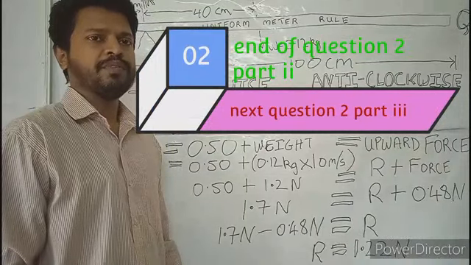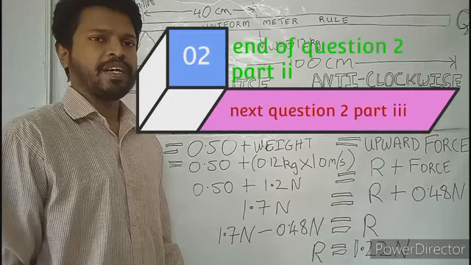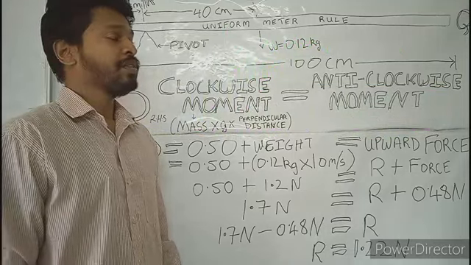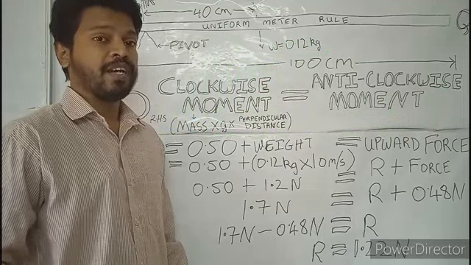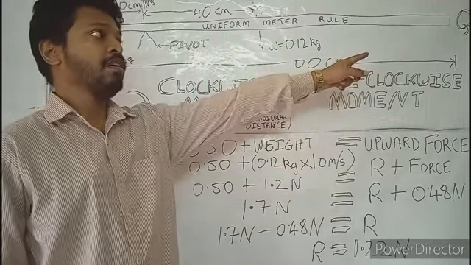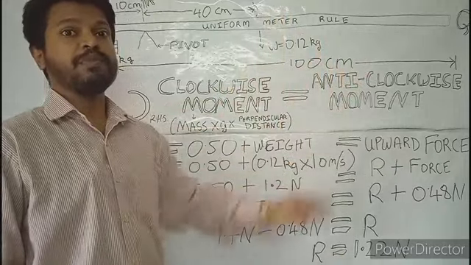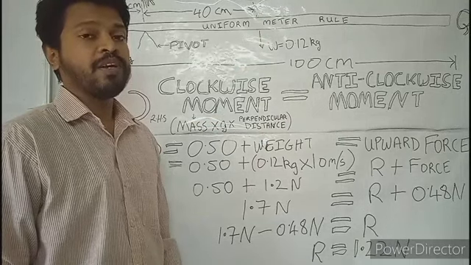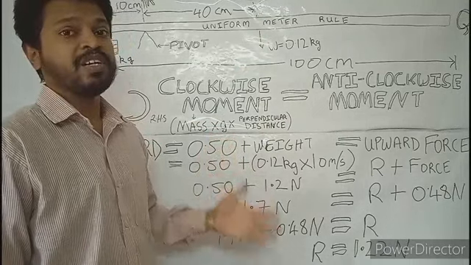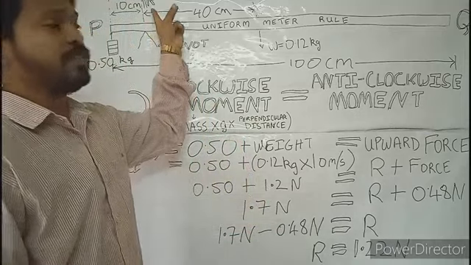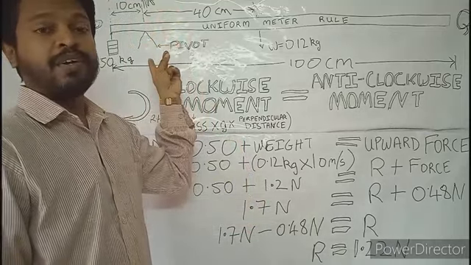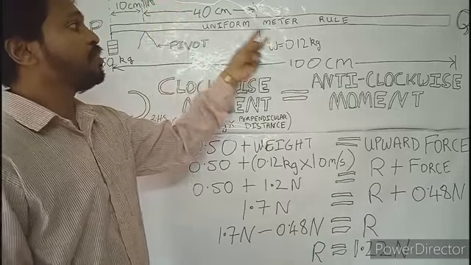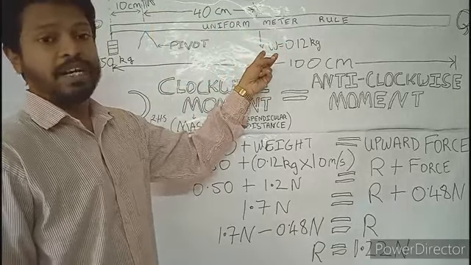Question 2, part 3. We have reached the third part of the second question. In the second question, second part, we had found the force F. F is the upward force, and we found that it is 0.48 newtons. Now they have asked for the resultant force R, just above the pivot. At the pivot, you will find the resultant force. The resultant force is always opposite to the action force.